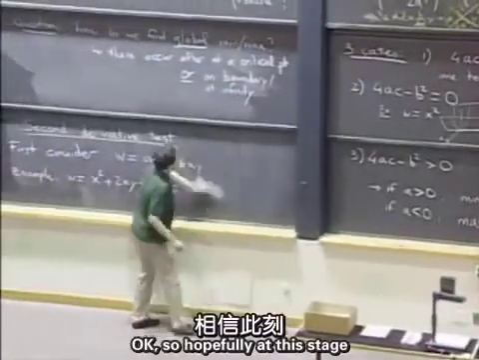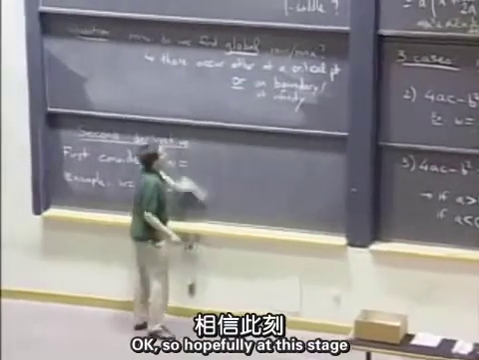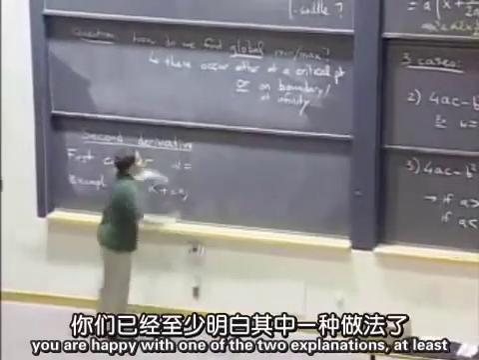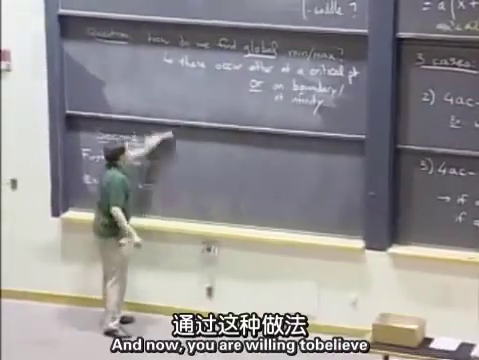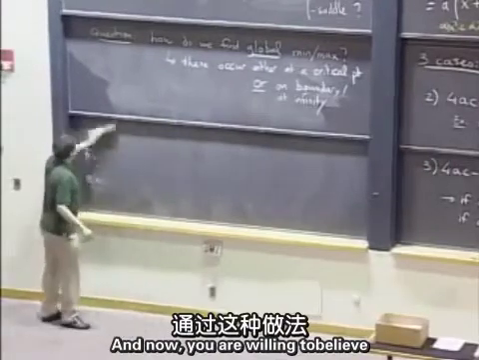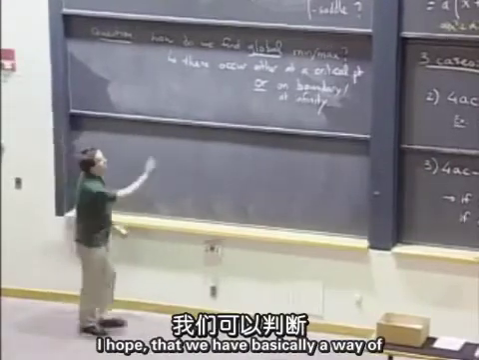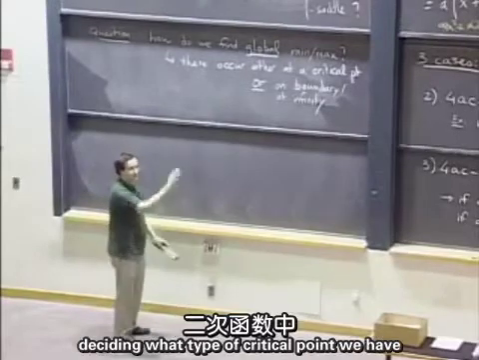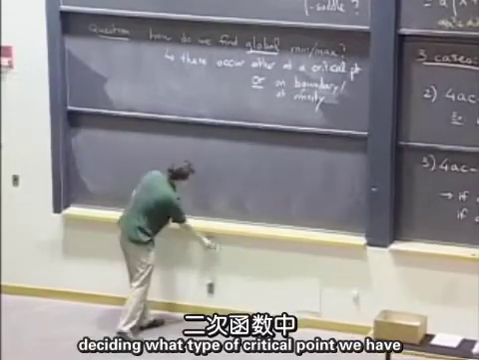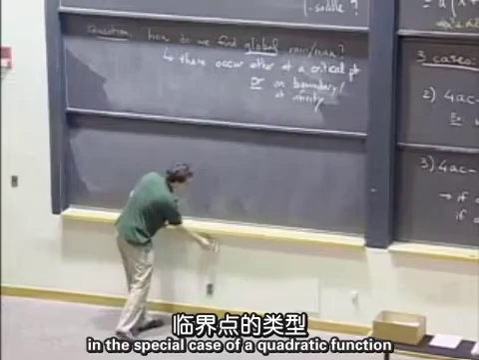Okay, so hopefully at this stage you're happy with one of the two explanations at least. And now you're willing to believe, I hope, that we have basically a way of deciding what type of critical point we have in the special case of a quadratic function.